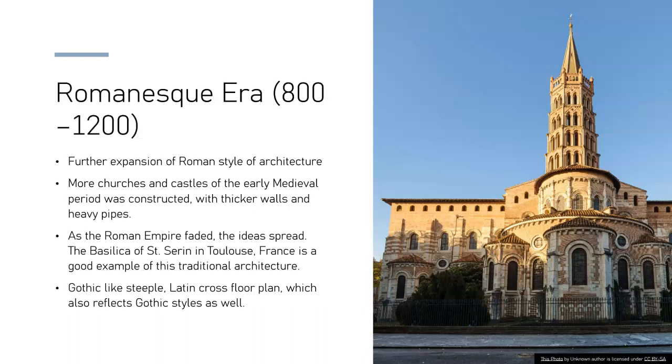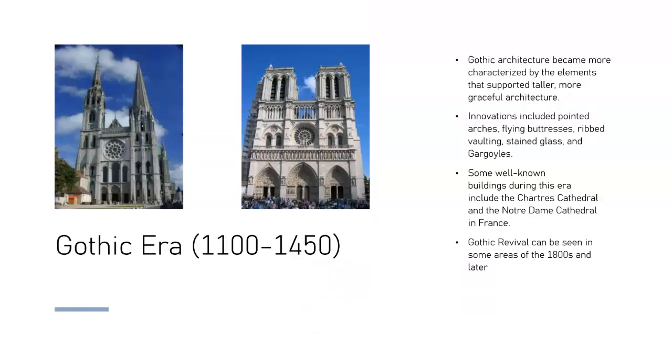There were different structures. They had a Gothic-like steeple, as you can see in this picture. They had a Latin cross floor plan, which also reflects the Gothic style as well. Pictured in the slide is an example of the traditional architecture in the Romanesque era. This is the Basilica of Saint Sernin in Toulouse, France. This was established after the Roman Empire faded, but their ideas still continued to exist past that era.